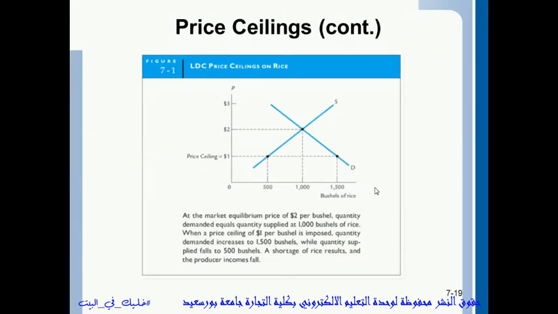Price ceiling in figure 7.1 is about $1, and this makes demand greater than supply because the price is less than the equilibrium price.